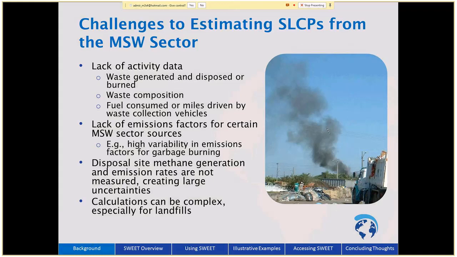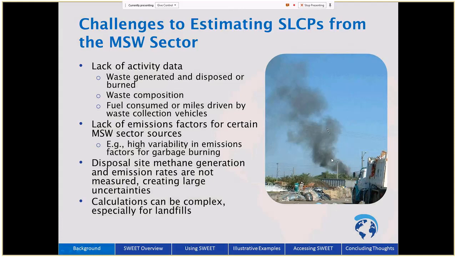Secondly, there's a general lack of emissions factors for certain sector sources. For example, looking at open burning again, there's a high variability in emissions factors for garbage burning depending on your global region, your waste composition, and the combustion conditions. This lack of emissions factors makes it difficult to come up with project or city-specific estimates of pollutants.